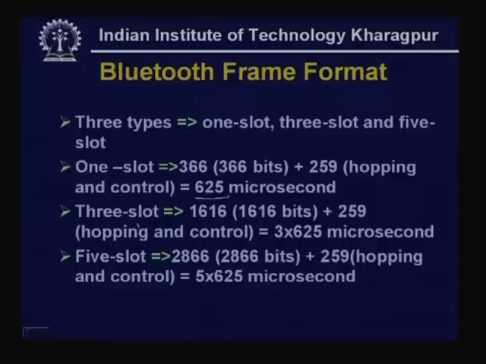On the other hand, when it is a 3 slot frame, as you can see, it is divided into two parts. The hopping and control time is fixed. Within the remaining time, the total number of bits that can be sent is shown here in the 3 slot frame. In the 5 slot frame, the total time you get is 5 times 625 microseconds, and within this time you can send 2866 bits, plus 259 microseconds used for hopping and control. So, you can see the frames can be quite short, comprising 1 slot, 3 slots or 5 slots. Any one of the frame formats can be used.